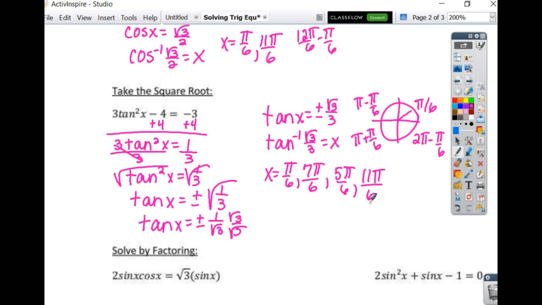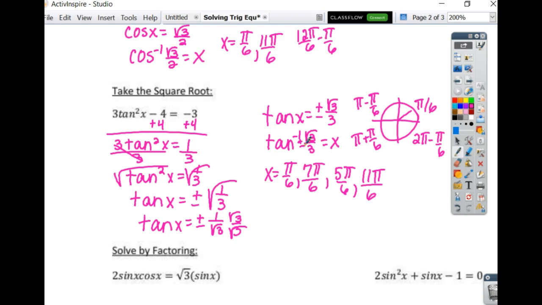But really, all you needed to know was the pi over 6, right? Once you have the pi over 6, you just need to know, I want the positive and the minus. We needed all 4 of them. Does that make sense?